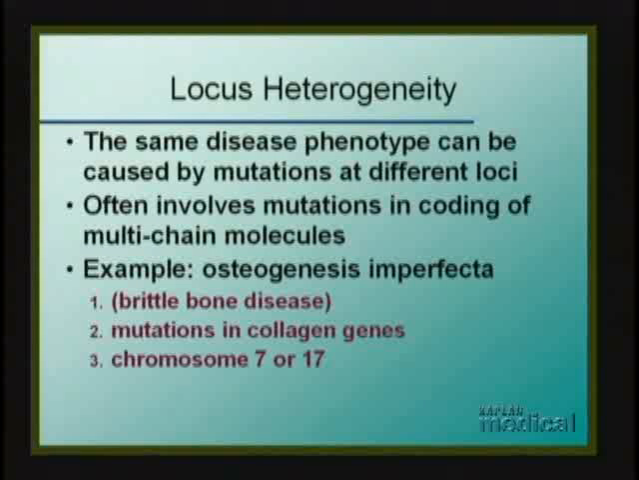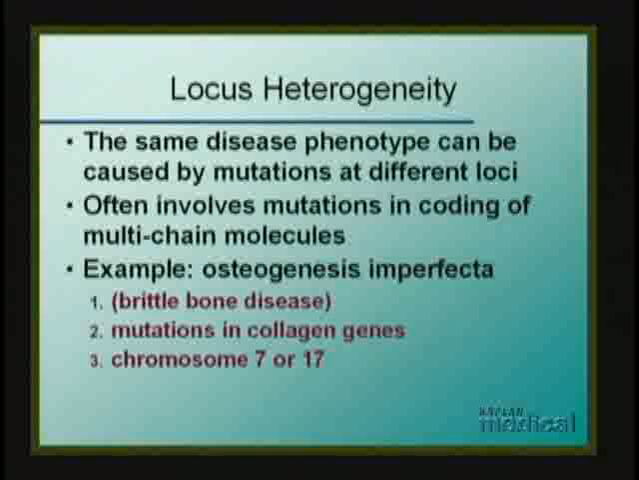Another complication is locus heterogeneity. Locus heterogeneity is a situation in which we have one disease phenotype, or one disease, that can be caused by mutations at 2 or more completely different genes. One disease caused by mutations at 2 or more completely different genes. Often these diseases involve genes that code for different subunits of a multi-chain protein.